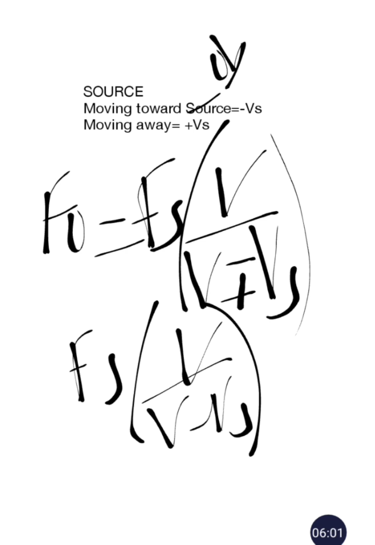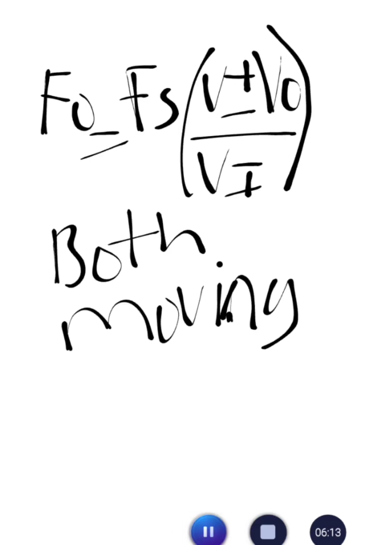There is another case we call the general case, when both of them are moving. So this is the formula we use in the general case when both of them are moving. Again, the sign is going to depend on what? On whether it is moving towards or away. For example, if the observer is moving towards, we are going to use positive here.